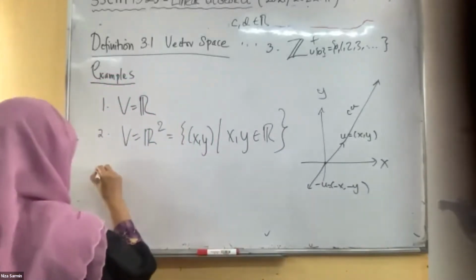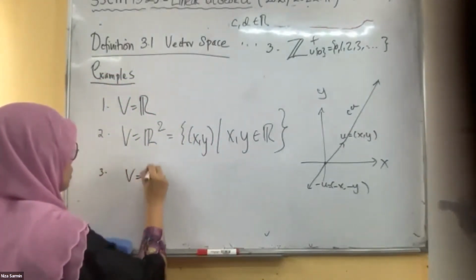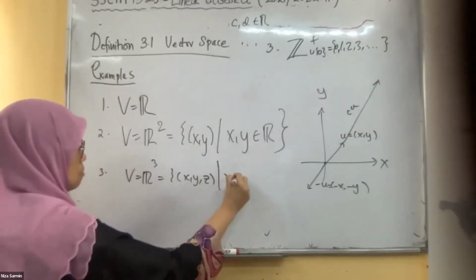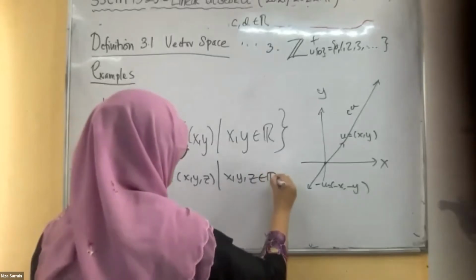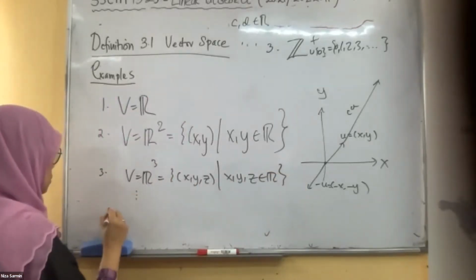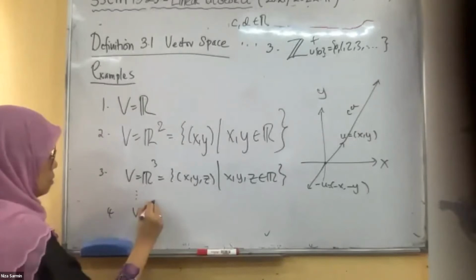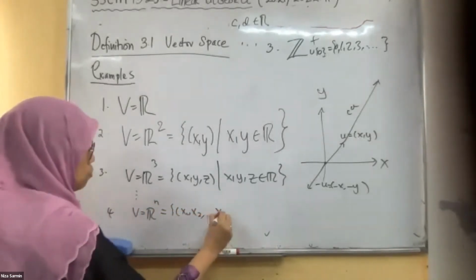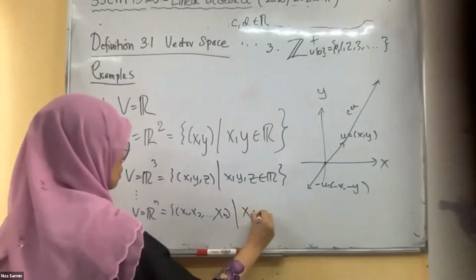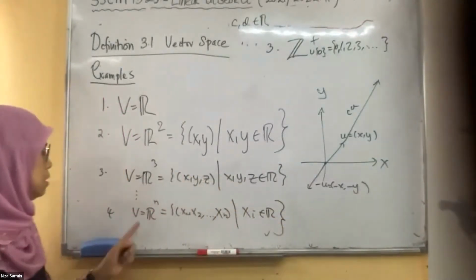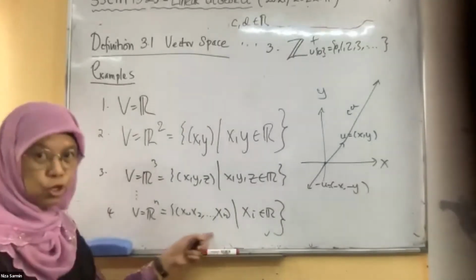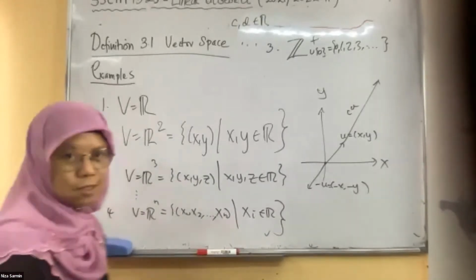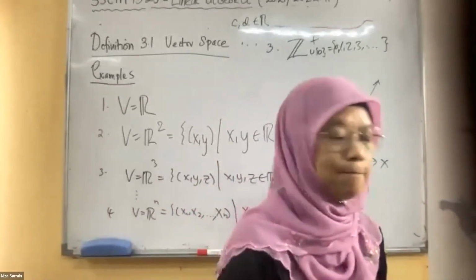Okay. And then you have R3, (X, Y, Z), dot, dot, dot. You have Rn, in which you have n components. I can give you 3, 4, 10, 20, 200. They are still a vector space.